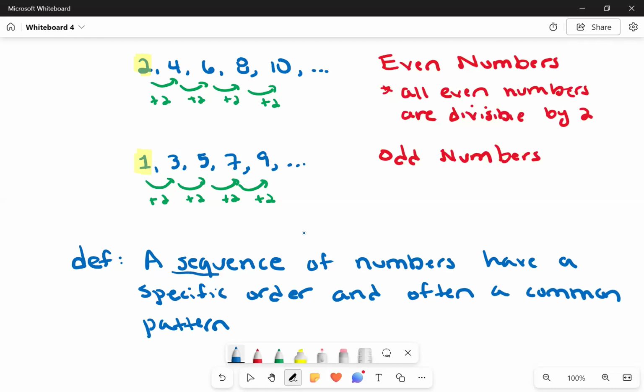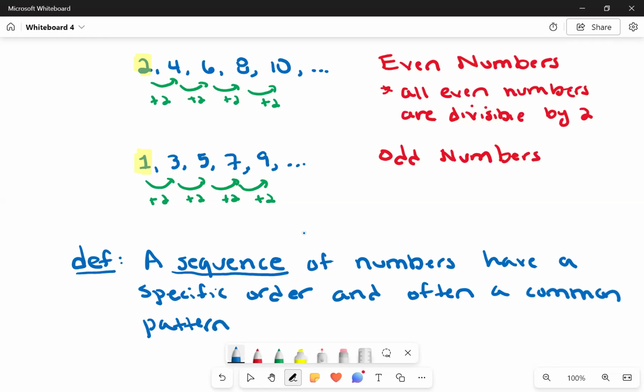Now, the reason it says the word often means that it's possible to have a sequence of numbers where we can see the order, but really can't see the pattern. We won't really deal with that too much. That's really high level math and science. But I wanted to mention that because it is important to understand that not everything is always going to work out lovely. The things that work out lovely are actually really great.